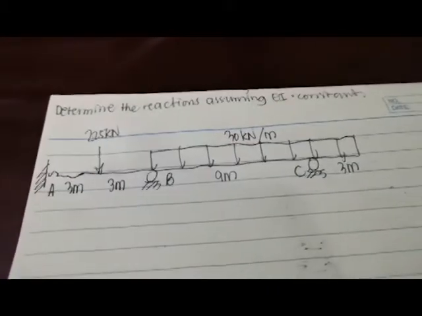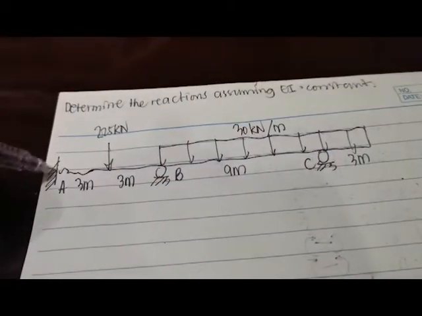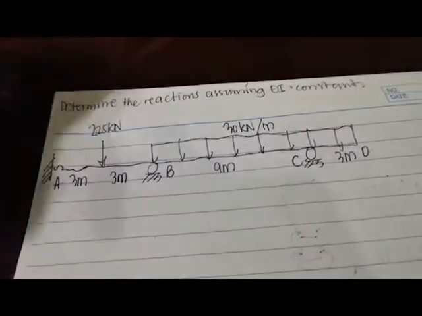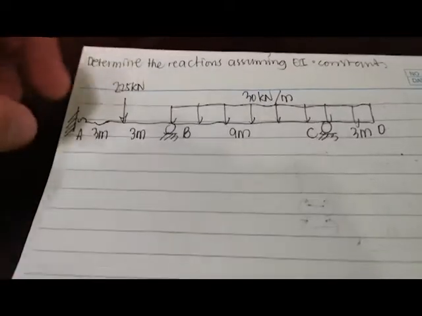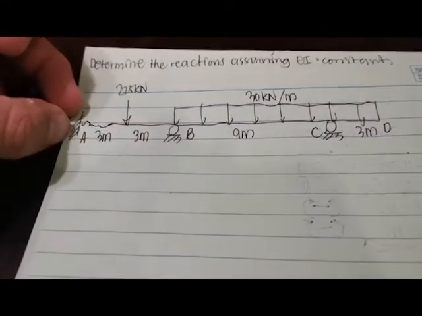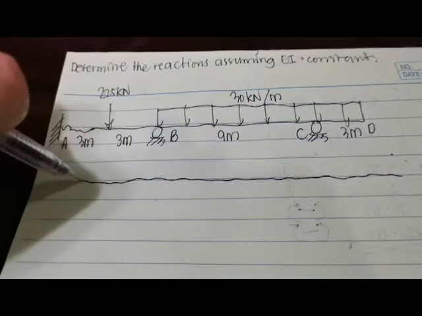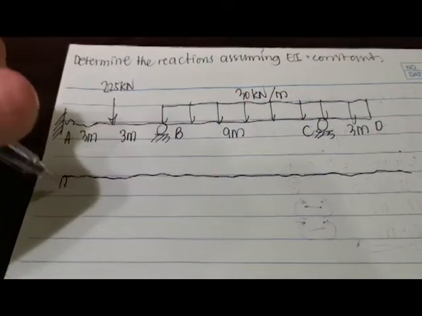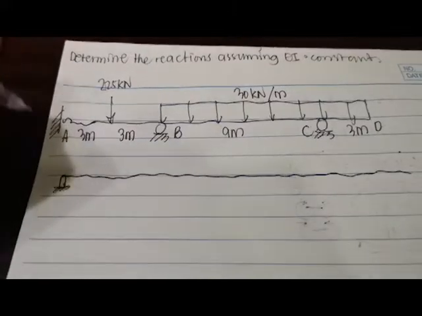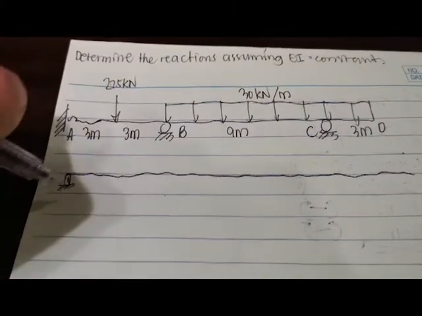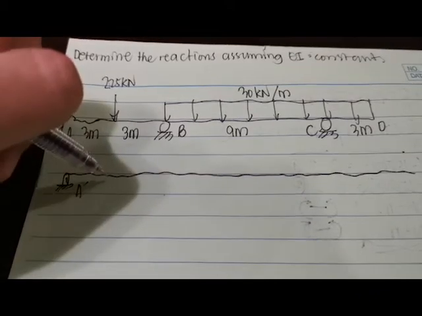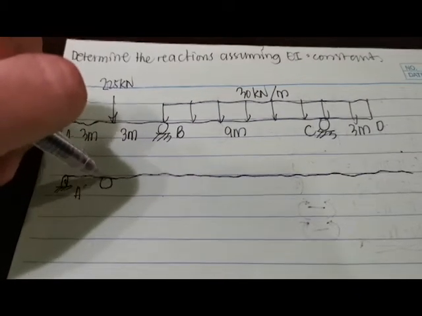So you are given a continuous beam with a fixed support at A, and an overhang at point D. Since this is a fixed support, we can split that. We can convert your fixed support into two imaginary supports. So let's say we have an imaginary support A prime at a very small distance from point A.